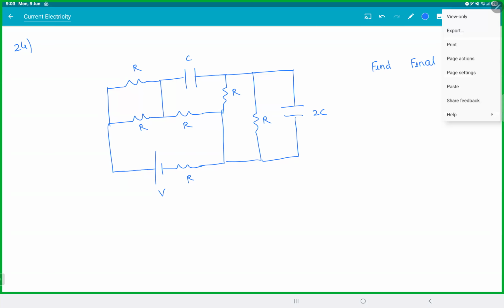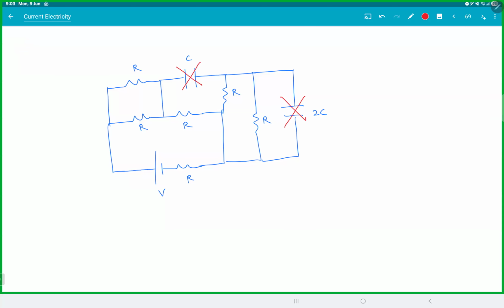Let's see the circuit. So at infinity, I can remove this. This guy doesn't work. This guy doesn't work. These two are in parallel. If you actually observe, these two are also in parallel.